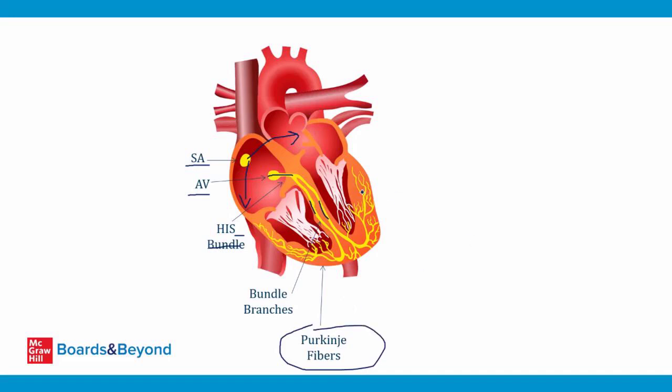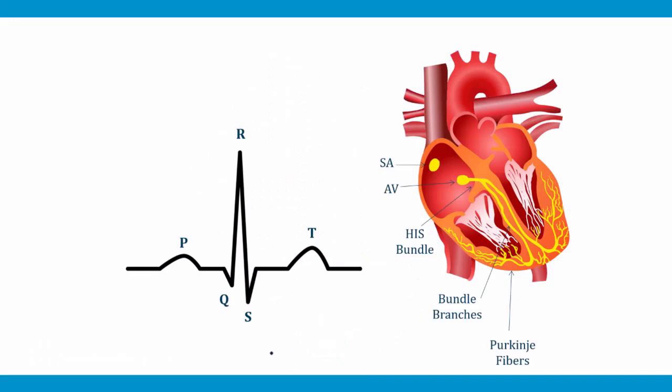These fibers penetrate the myocardium, and so they will depolarize the myocytes in the left and right ventricle, and that's what will cause the ventricles to contract. And so that's how electrical activity moves from where it starts in the SA node all the way to the right and left ventricles.